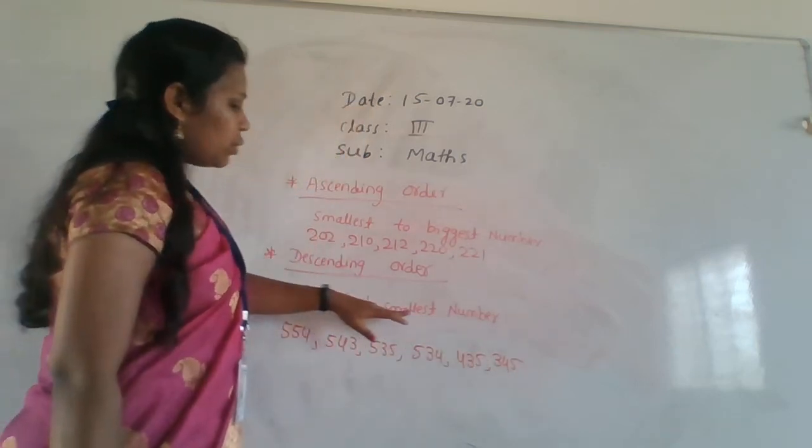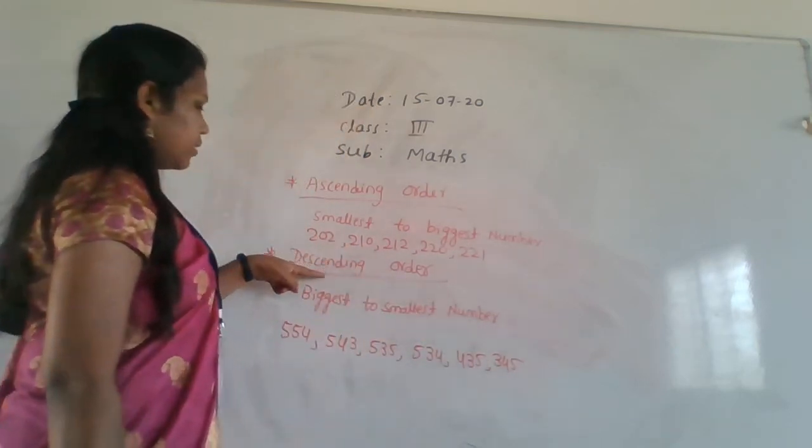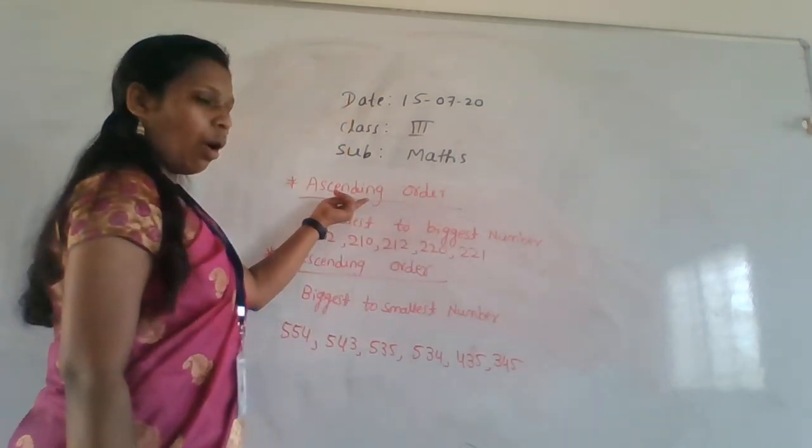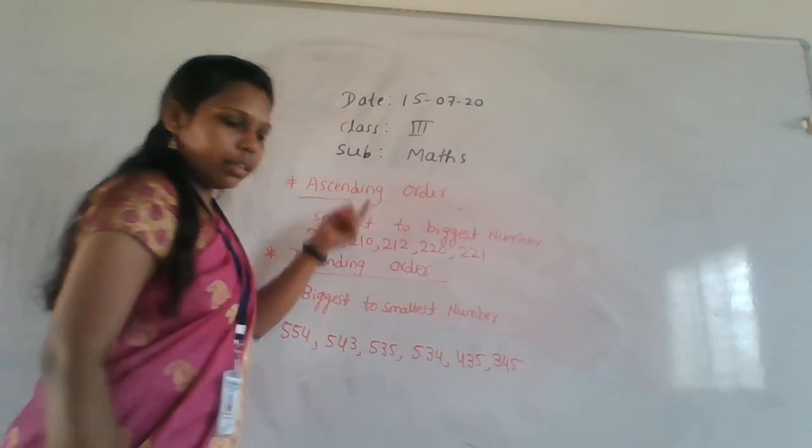So biggest to smallest number is called the descending order. Smallest to biggest is called the ascending order. Everyone got the point? Okay.